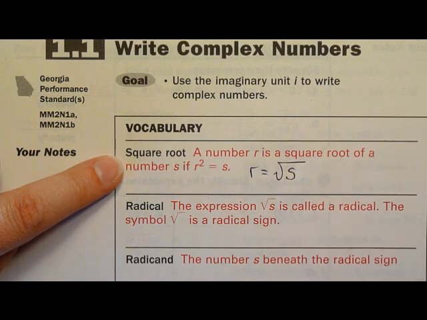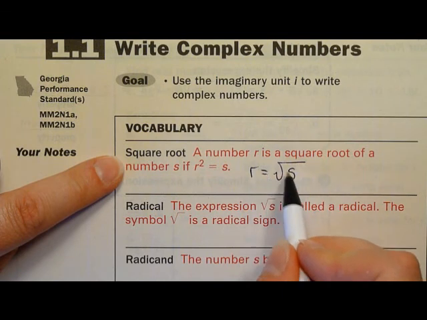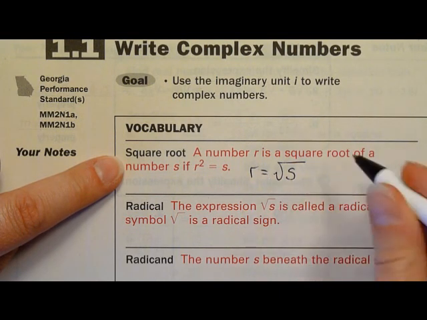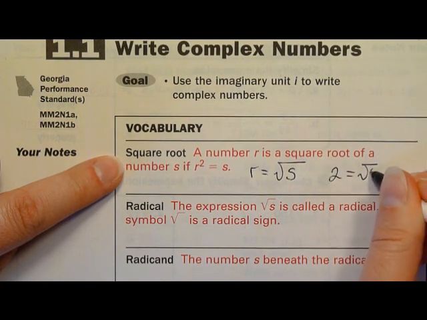Before we start talking about complex numbers, we have to do a quick review on square roots and radicals. Any number r is a square root of a number s if r squared equals s.